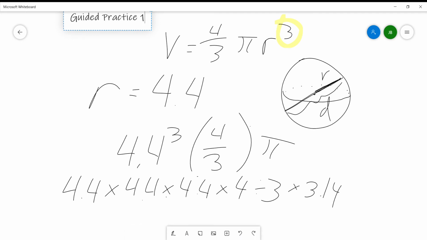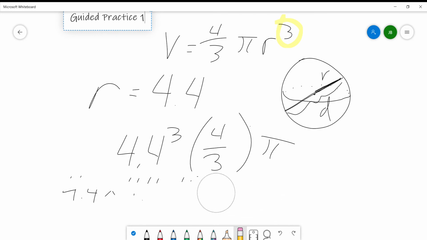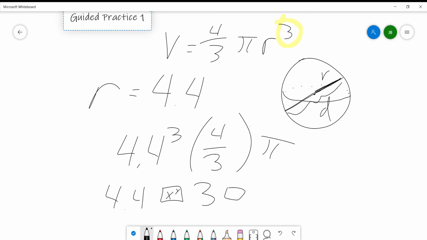Another way you can do your keystrokes is 4.4 raised to the 3. Let's do that. (4.4) keystroke x to the y, keystroke 3. You might need to push keystroke equal to get a number there. And then you can say, okay, so it equals an answer, and then you do multiplied by 4. You can then do divide by 3. You might need to push the equal in between, depending on how your calculator likes to work.